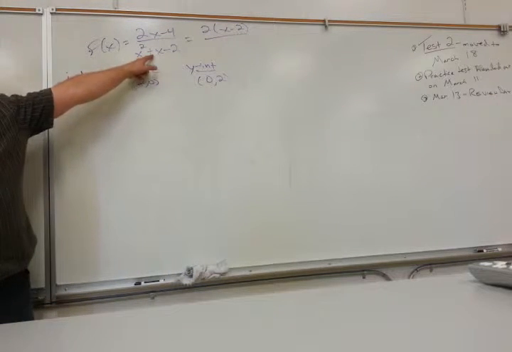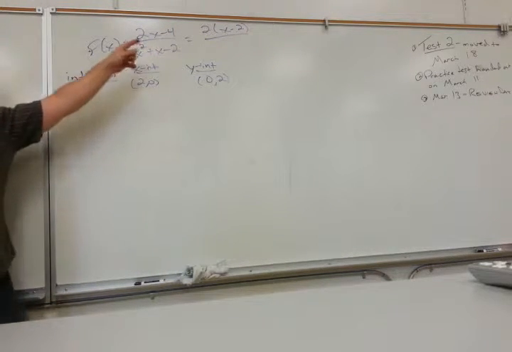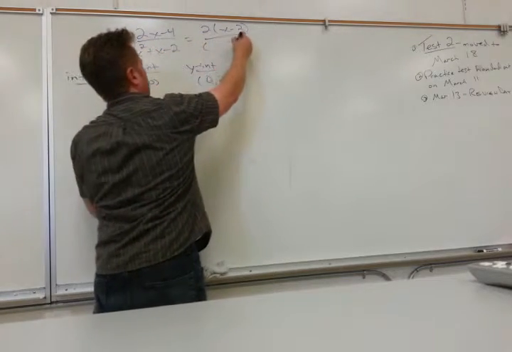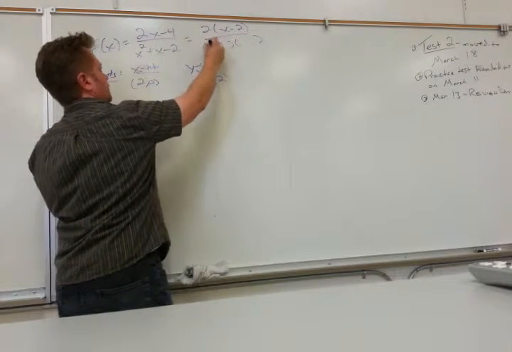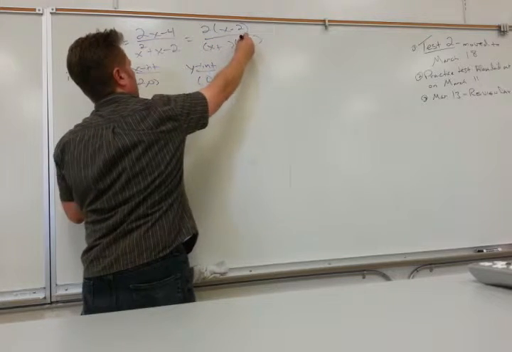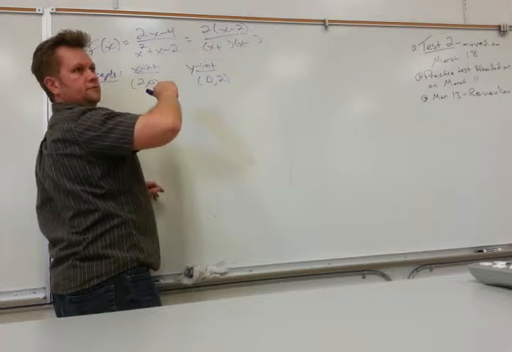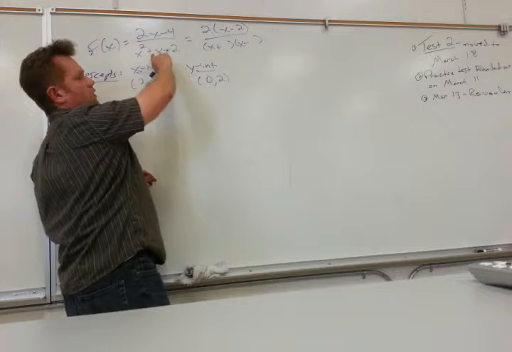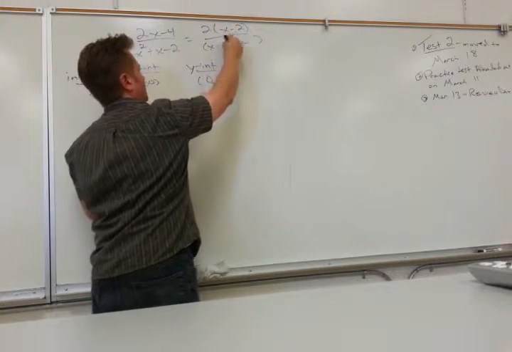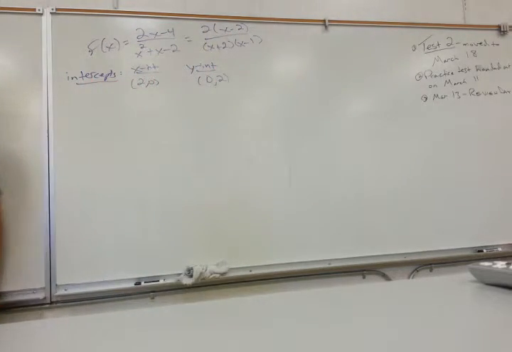I might as well go ahead and factor the bottom. We're going to need that on the next step. How do you factor the bottom? Bigger one's got to be positive. Positive 2 minus x plus 2x minus 1. All right, cool.